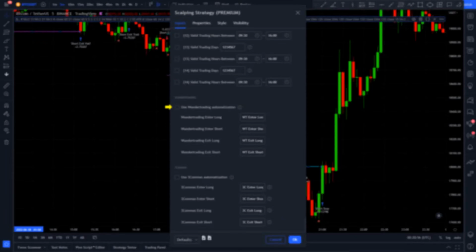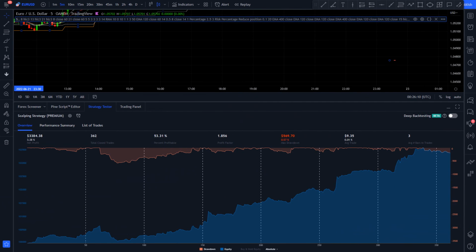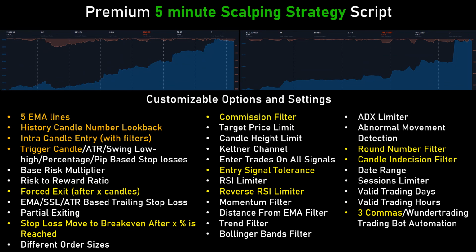And finally, here are some results I achieved after optimizing this script. You can find these optimizations in our Discord chat. As you can see, our scripts are very complex, giving you freedom of choice to create the perfect strategy for yourself, which fits your trading style. Here is a summary of all of the functionalities and options this script currently has.